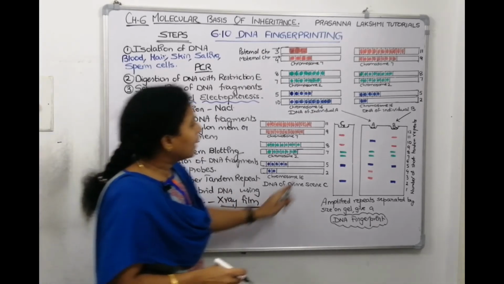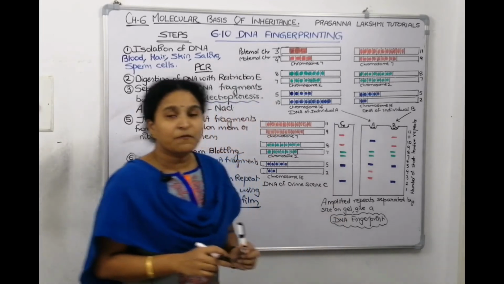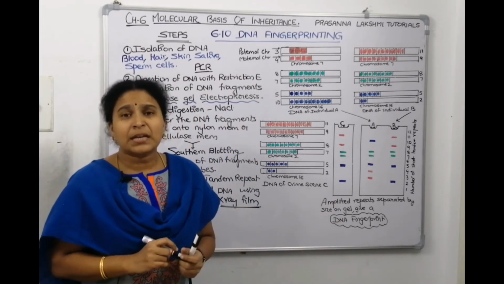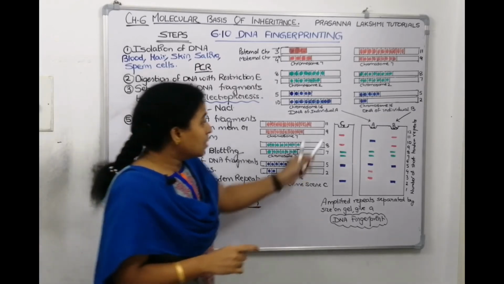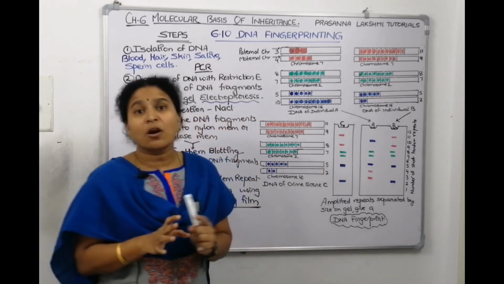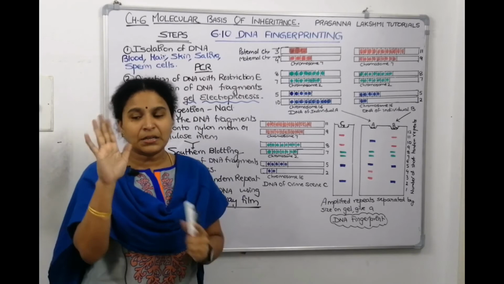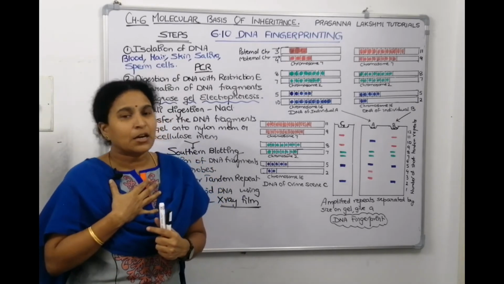Now the bands you get on the X-ray film are called DNA fingerprints. DNA fingerprints are unique for that person. This fingerprint pattern you will not get for anyone else. Like my fingerprints are unique, my DNA fingerprints are also unique.